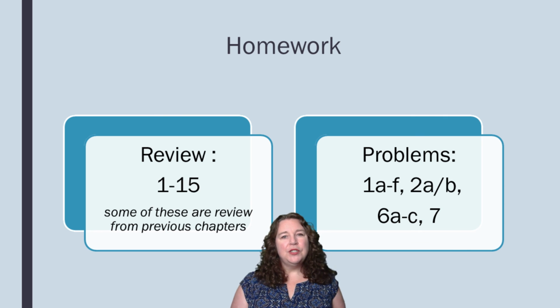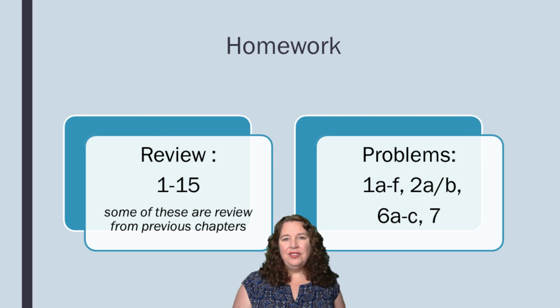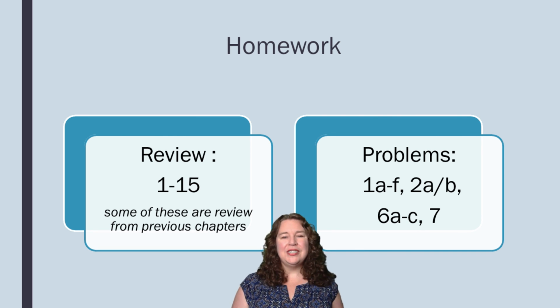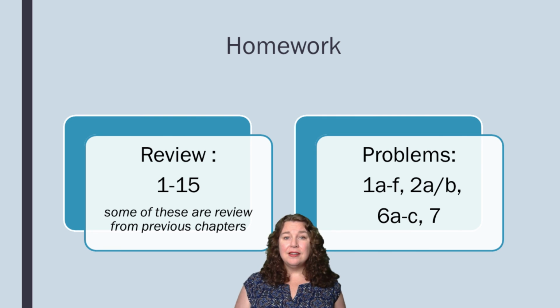And then the problems. So 1A through F is kind of a multiple choice. Which one of these do you think should go first, and then why? Why do you think this, that, and the other? 2A and B, and then 6, A, B, and C, and then 7. None of these should be very difficult. They're just a little bit of why would you do this, and what do you think the purpose of this is? So I kind of want to know a little bit about your thoughts on why these things work and what you think that they would mean for you while you're writing your database.